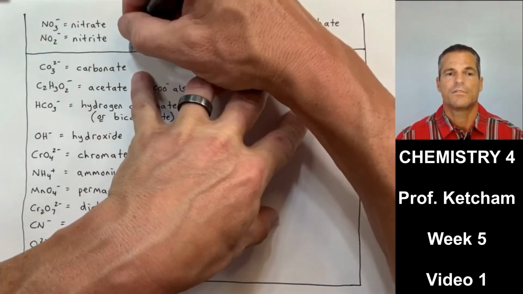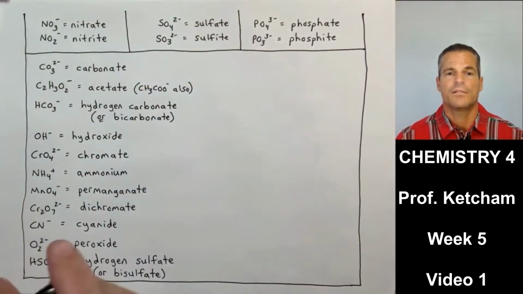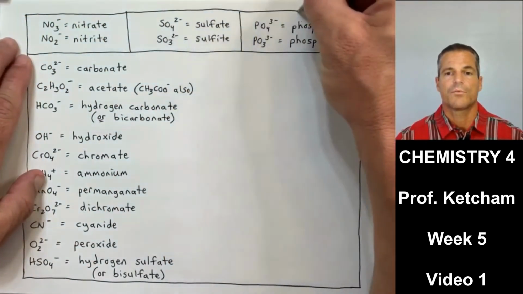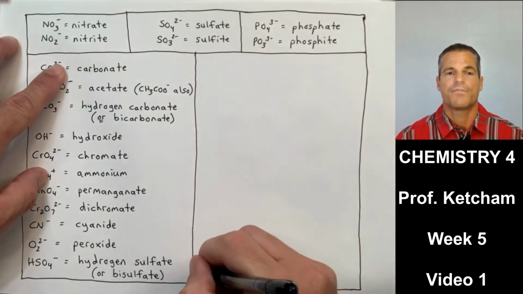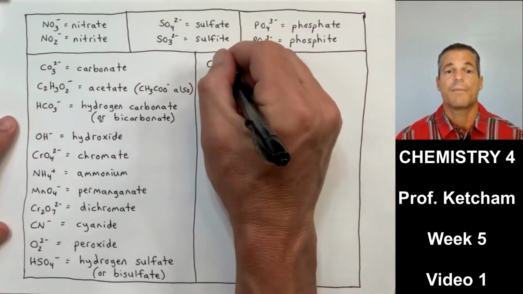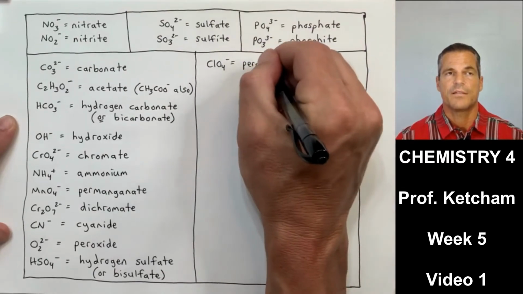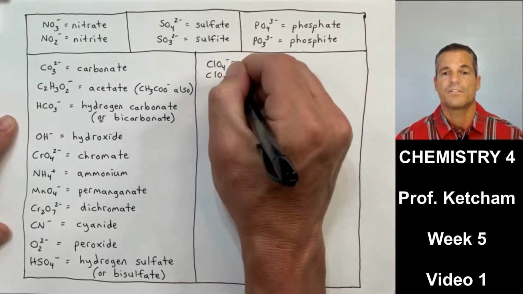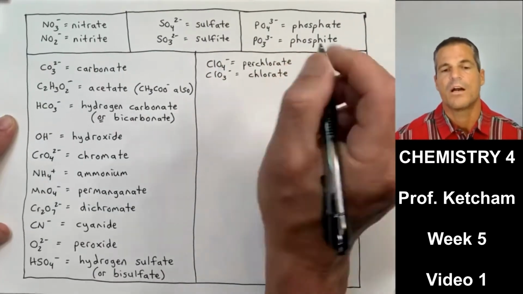All right, so you can see how I've grouped the top 3 groups kind of separate from the main drag down here. That's because the top 3, nitrate, nitrite, sulfate, sulfite, phosphate, phosphite, are very, very common.